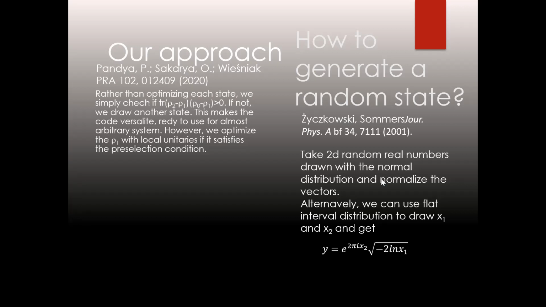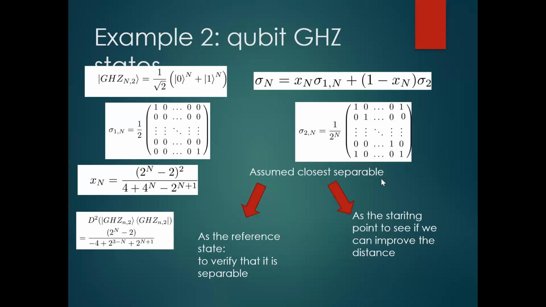Okay, and the other thing is how to generate the state. Of course, we don't know how to generate any separable state, because that's the name of the game. We don't know how to generate any product state, but we know how to generate pure product states uniform with respect to Haar measure, and this was given by Życzkowski and Sommers. And conveniently, you can also use a flat distribution to generate that for some reason.